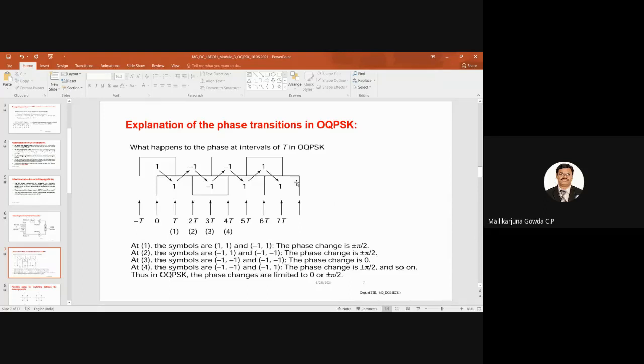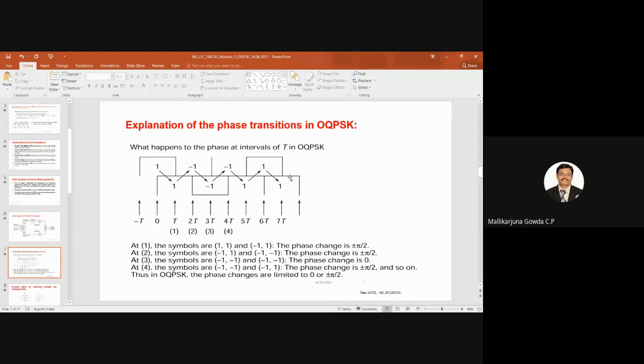So with this, what I wanted to say is in case of OQPSK, the phase change of the carrier is limited to plus or minus 90 degree or 0 degree only. Okay, 0 or plus or minus 90 degree. So there will be no 180 degree phase reversal.